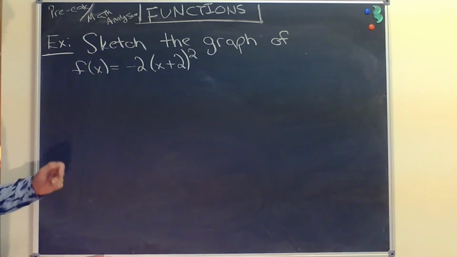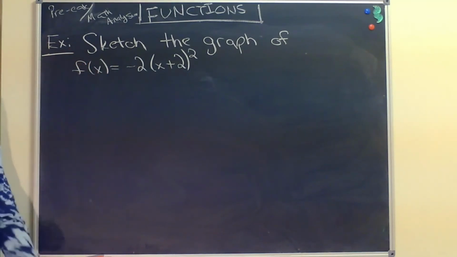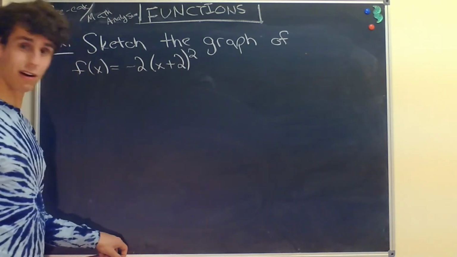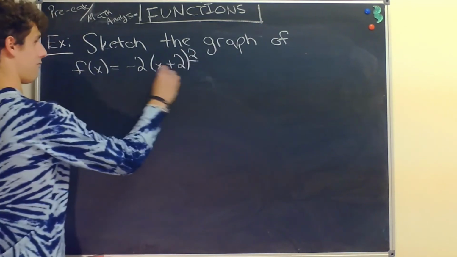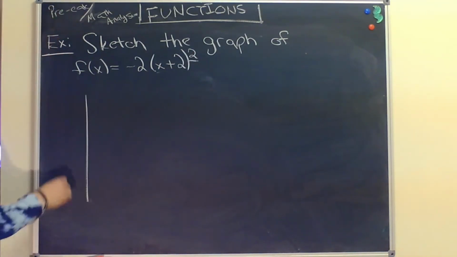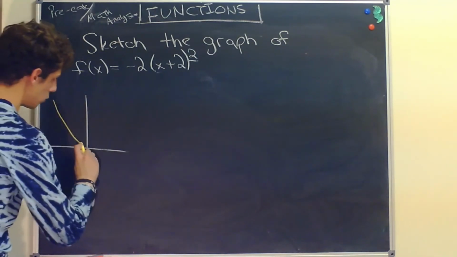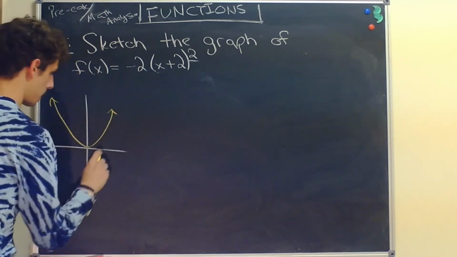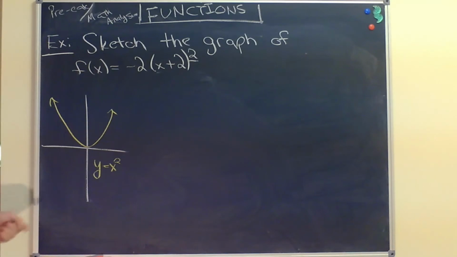Okay, so this is our example, and it tells us to sketch the graph of f of x equals negative 2 times, in parentheses, x plus 2 squared. Okay, so how do we want to start this? Well, let's maybe draw down our parent function, which is pretty apparent by this squared up here in the exponent and the fact that x is inside the parentheses here, that our parent function is going to be y equals x squared. Like that.